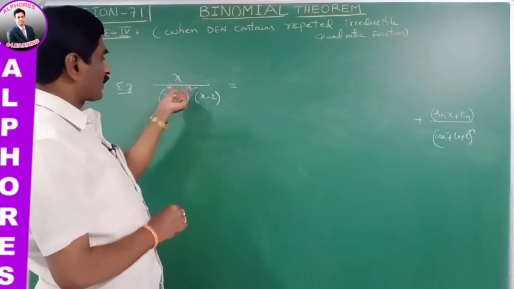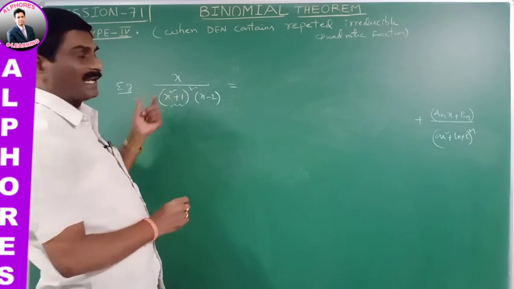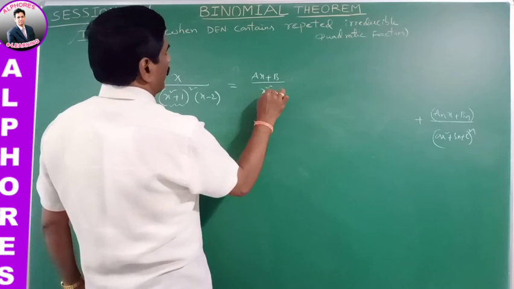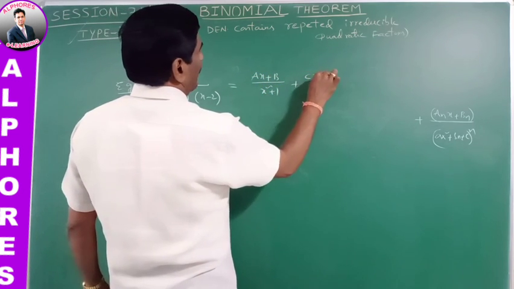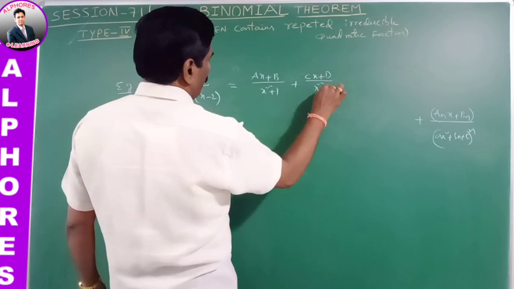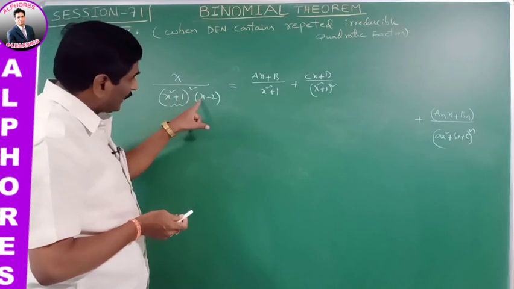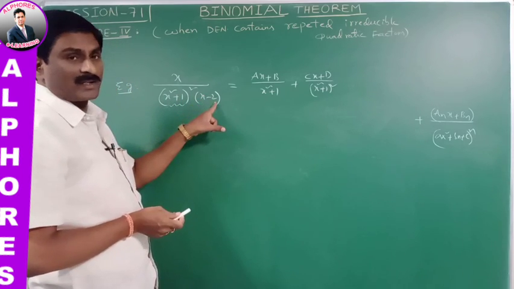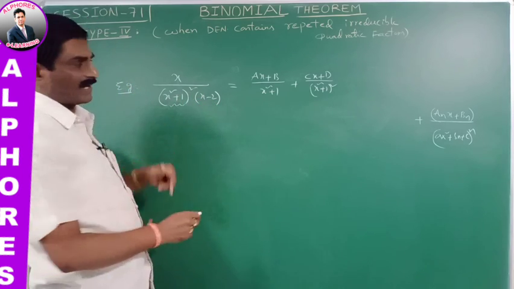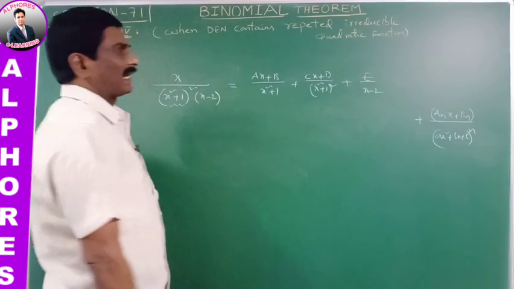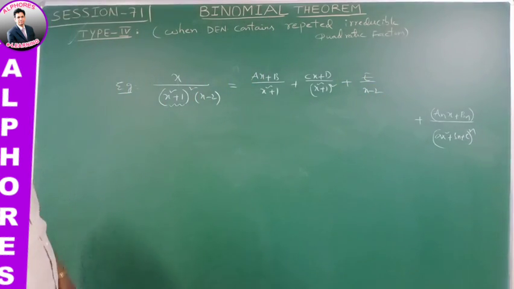So, what are the partial fractions? For (x square plus 1) whole square, we get 2 partial fractions, each in the form (ax plus b) by (x square plus 1) plus (cx plus d) by (x square plus 1) whole square. Next, it is a non-repeated linear factor, so it has one partial fraction, e by (x minus 2), where a, b, c, d, e are constants which are to be determined.